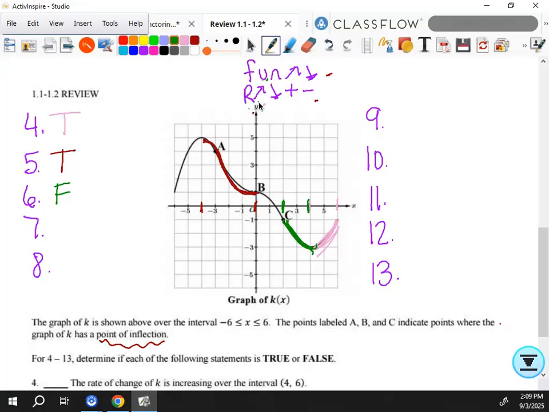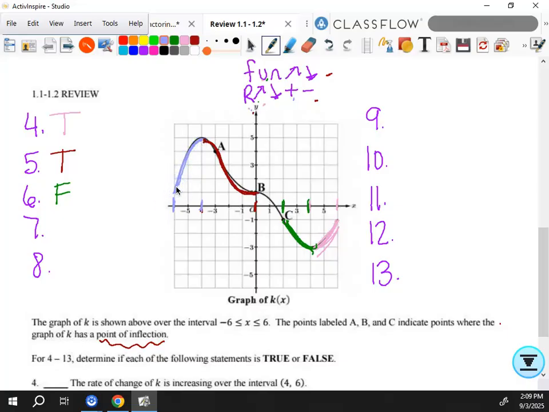All right, number 7. The rate of change of K is positive and decreasing over the interval from -6 to -4. So we're looking right here. The first part of that says rate of change of K is positive. If the rate of change is positive, the function is increasing. Is the function increasing?